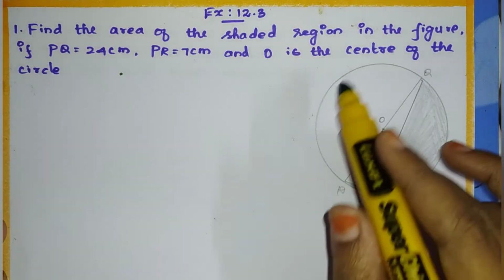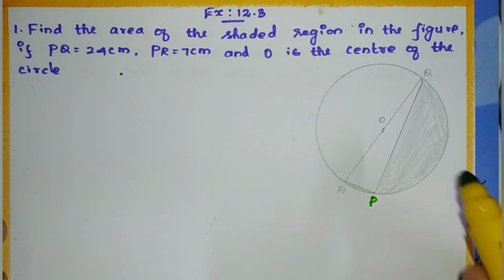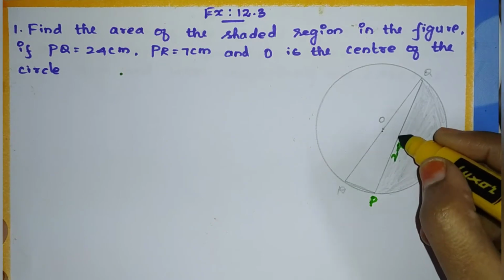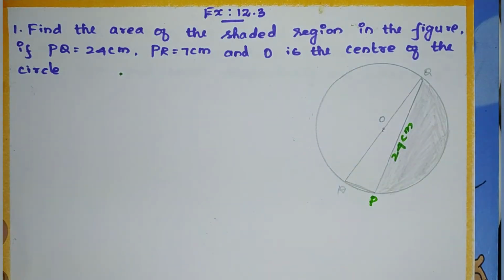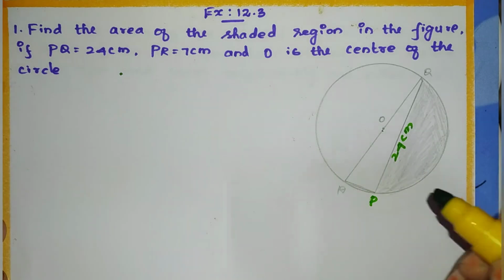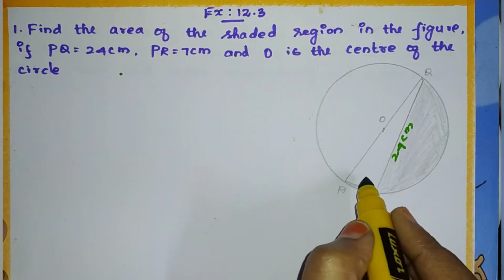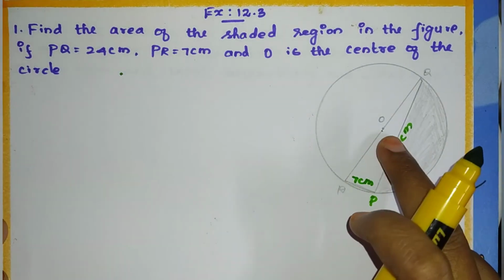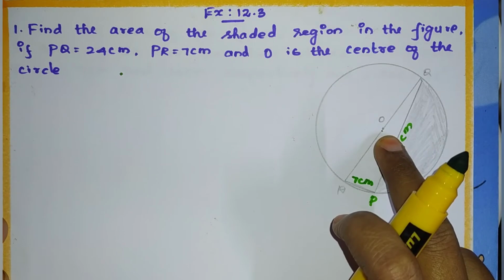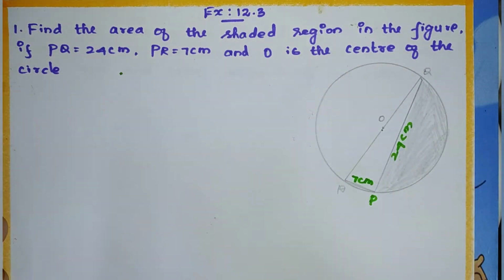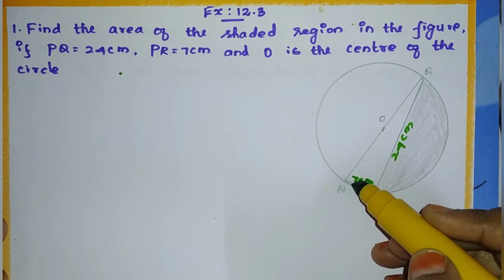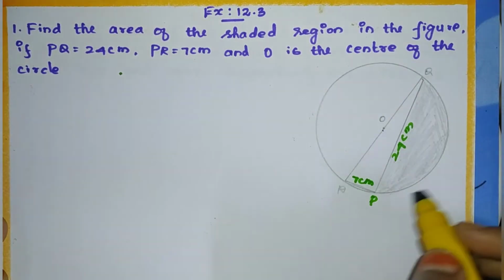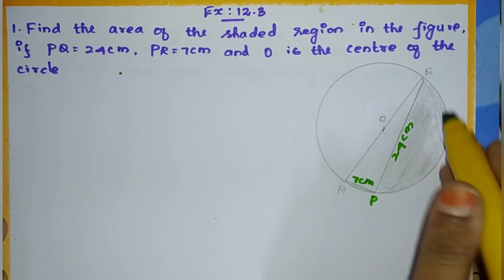Okay. So, this is a circle. PQ is 24 centimeter and PR is 7 centimeter and O is the center of the circle. So QR is nothing but the diameter of the circle. Clear children? So now you have to find the shaded region.